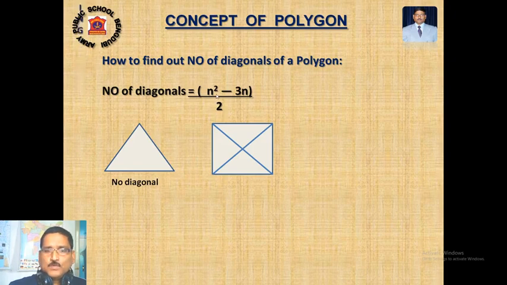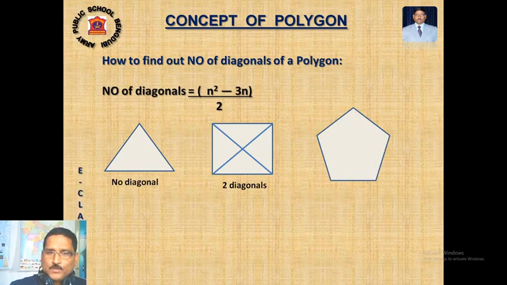If we apply this formula, n square minus 3n by 2, where n is equal to the number of sides. So 4 4s are 16, minus 3 into 4, 12. 16 minus 12 is equal to 4. 4 divided by 2 is equal to 2. That means in case of square, the number of diagonals is 2.